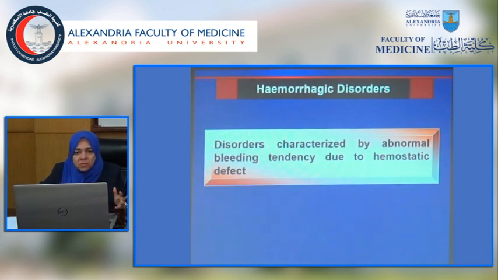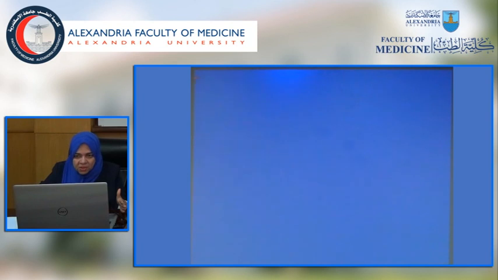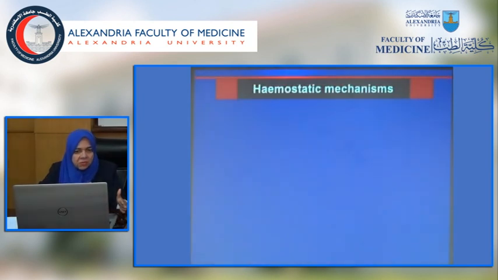Now we will come to the hemorrhagic disorders. Hemorrhagic disorders are disorders characterized by abnormal bleeding tendency due to hemostatic defect. The hemostatic mechanism in hemorrhagic disorders will not go through a normal pathway. There will be a defect. So, before going into the details of hemorrhagic disorders, I will remind you.